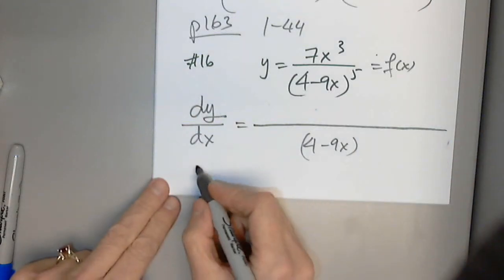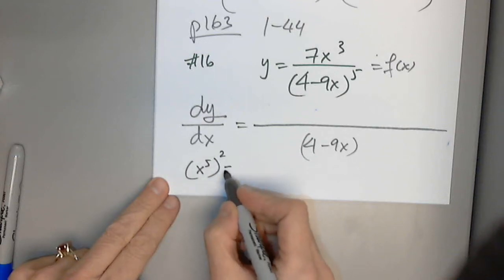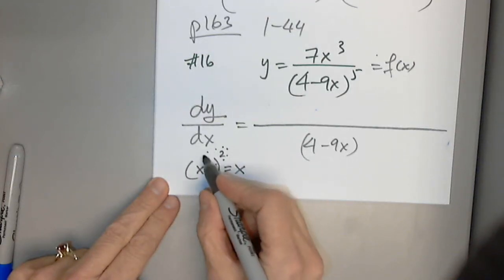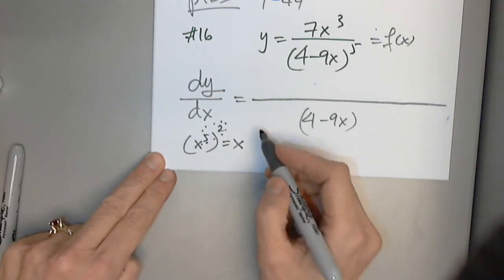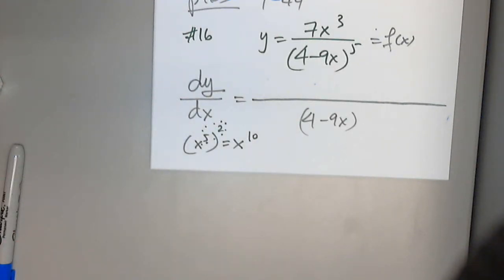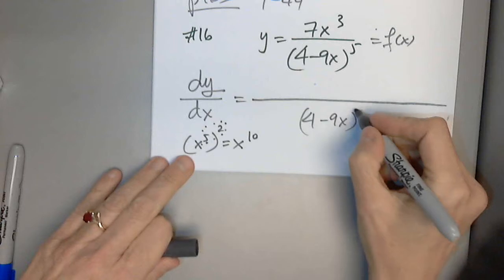Okay, let's do this. X to the 5th, everything squared. I copy the base. What do I do with the exponents? Careful. Yes, we multiply them when we raise to a power. We add when we multiply. Right? Okay, so this becomes power 10.